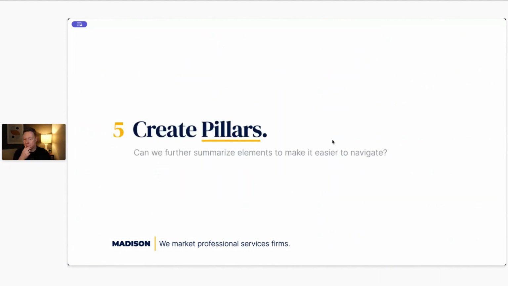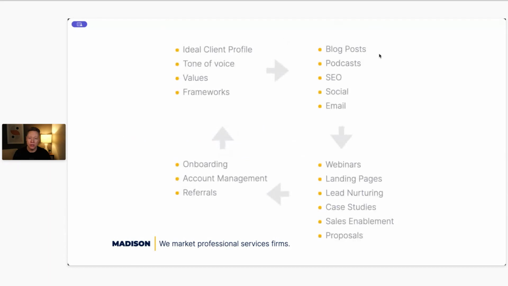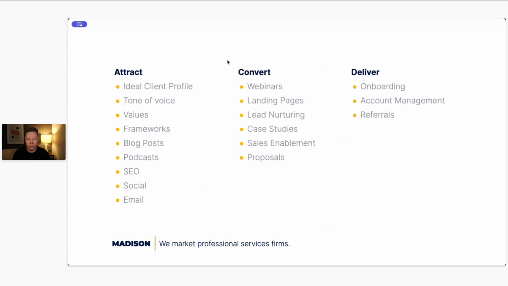Step 5, create your pillars. Can we further summarize things to make it easier to navigate? Can we create some overarching terminology that gives us some simple mental hooks? In our case, again, we did attract, convert, deliver. So all of these rolled up to, we realized, going back to this one, that these two really are both underneath this attract piece. And so that allowed us to simplify it further into 3 high-level elements.